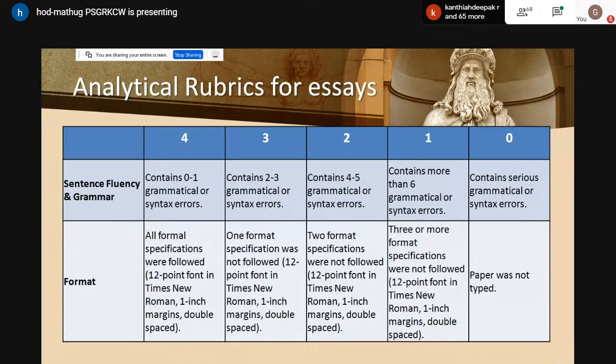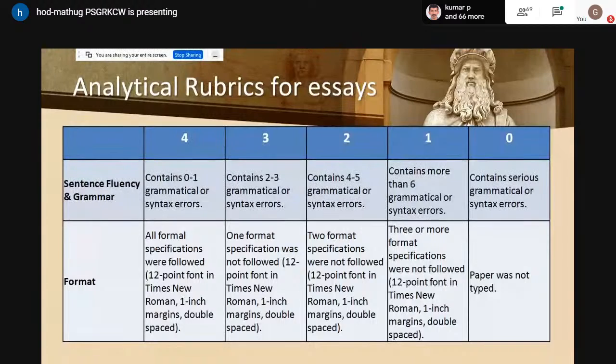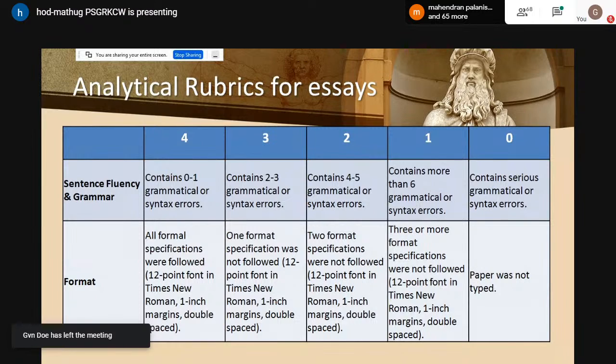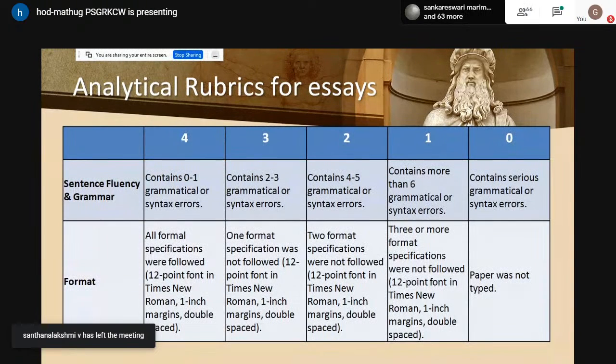So why do we want to use rubrics? These rubrics help students and teachers define quality. So when I say this is my rubric, that I'm expecting it in a specific format, all my assignments will be uniform. The uniformity will automatically be ensured in my documents. And if I say there should not be any grammatical mistakes, definitely the student will be checking and rechecking for grammatical mistakes even if he has not understood the concept. So his communication skill will be developed. Here his IT skills, soft skills will be developed. So this will help me to ensure quality.